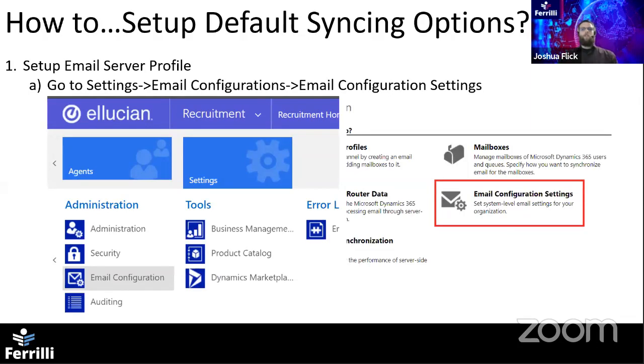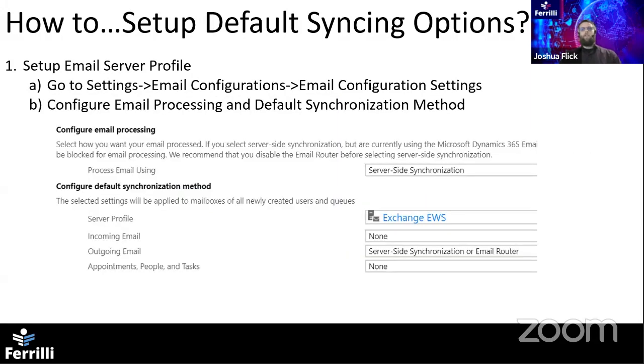Once you've finished configuring the server profile, the second step is to set up the default sync options and how they will work. This is done by navigating in the main nav again to Settings and Email Configuration. And now we're going to click on the Email Configuration settings, as you can see in that second screenshot. Here, the first thing you'll want to do is set up the process email using server-side synchronization, that very first option that we can see there.